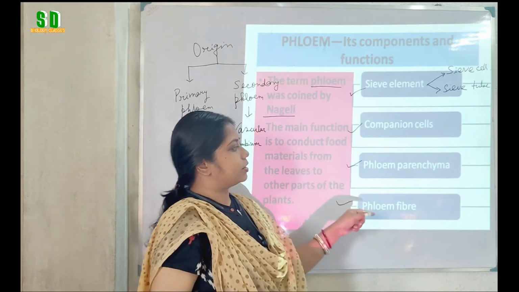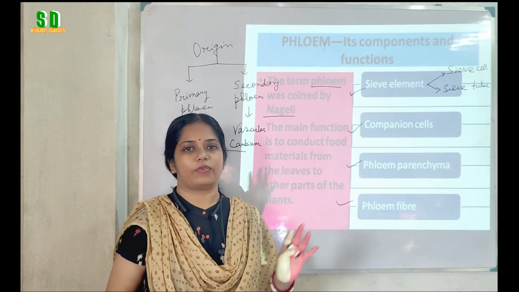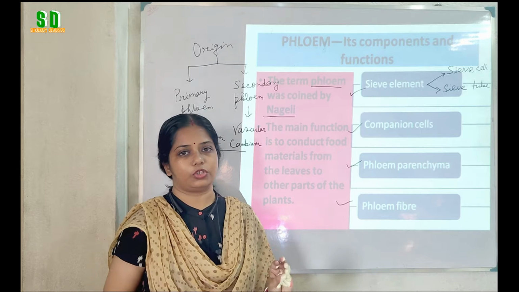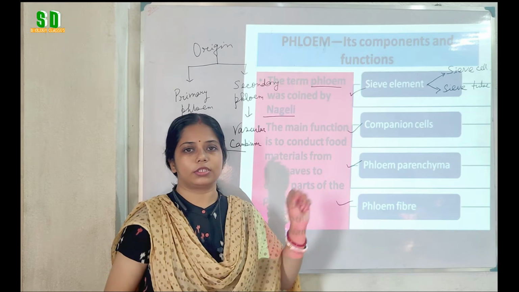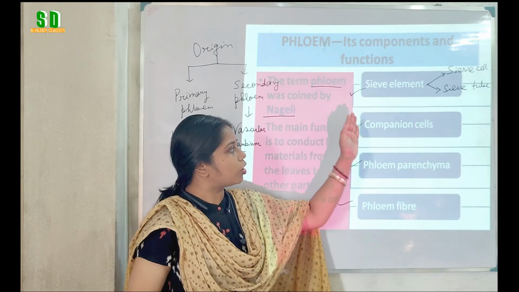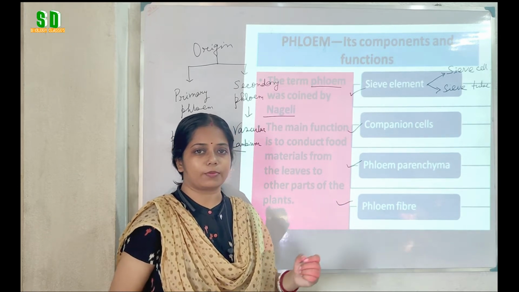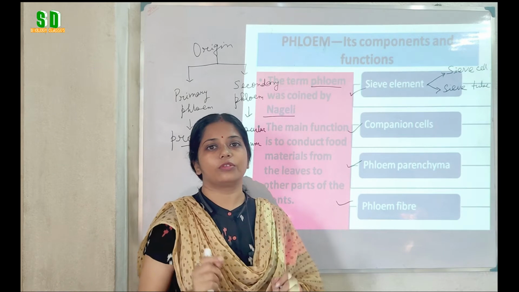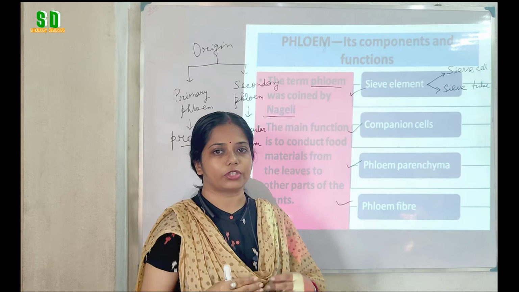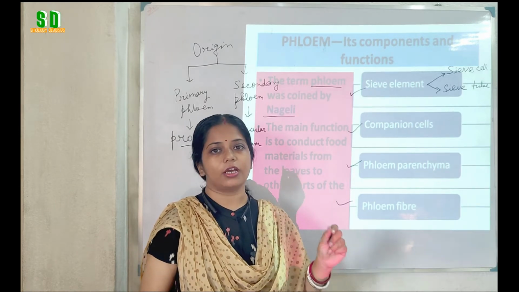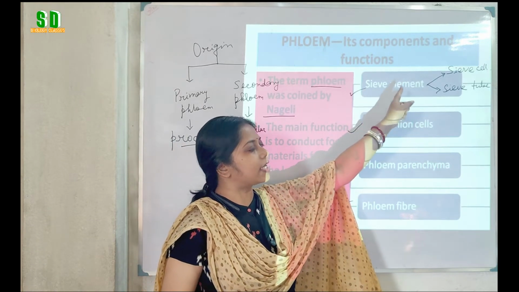Now all these members are not present in all types of plant body. Pteridophyta, Gymnosperm and Angiosperm, all these three groups of plants bear the vascular tissue, but they do not have all these components of the phloem tissue. So which components are present in which group of plants? First, in the lower groups of plants, where the vascular tissues start developing, that is in Pteridophyta and also in Gymnosperm, the sieve element is present as the sieve cell.